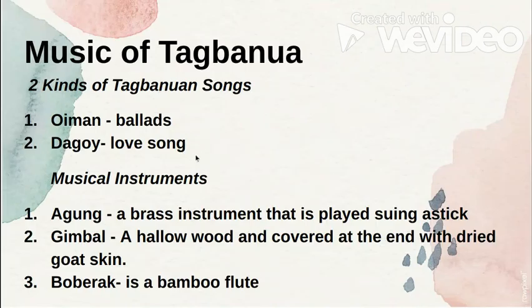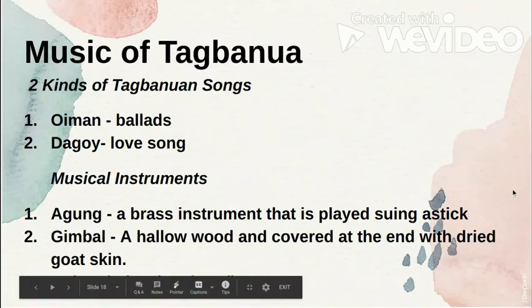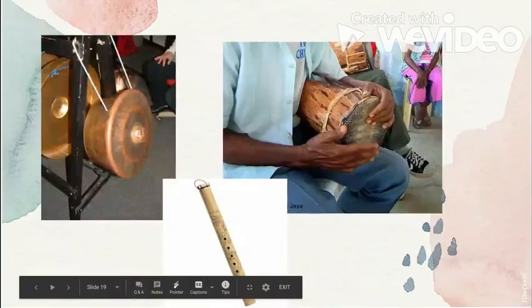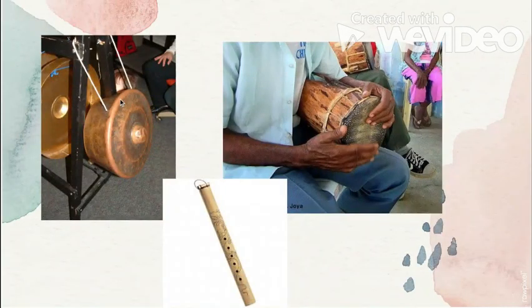So let's proceed to their musical instruments. This is the last part of our discussion. The musical instruments of Tagbanua. We have agong, a brass instrument that is played using a stick. This is an example of agong. It is a brass instrument that is played using a stick. Of course, this is a type of percussion instrument because you're going to hit, you're going to tap, you're going to hit, slap, like that. That is an example of a percussion instrument.